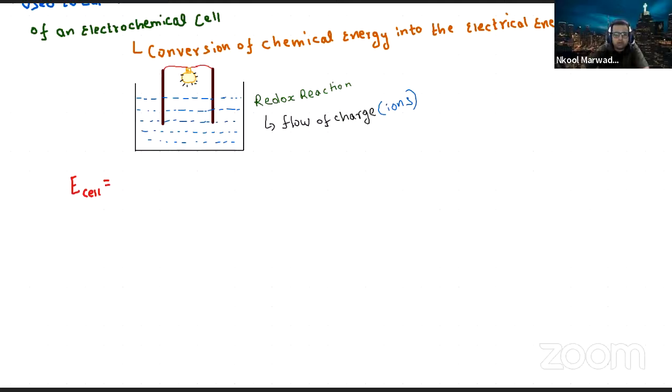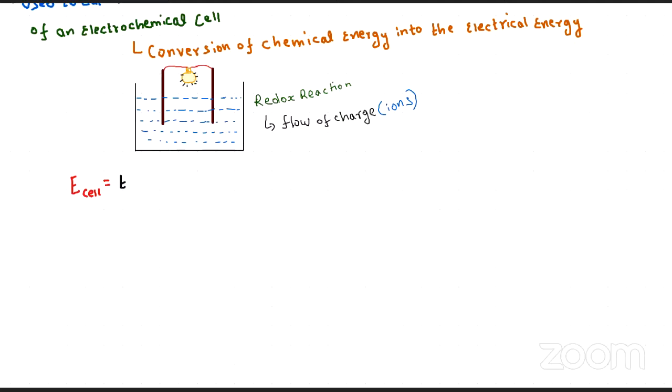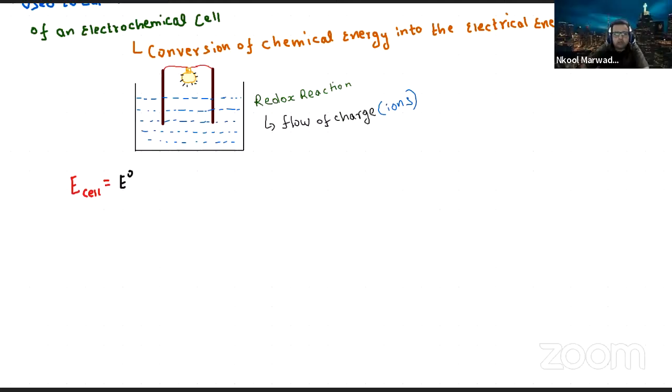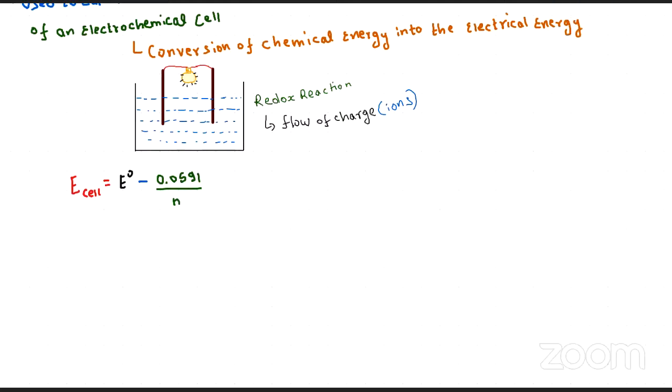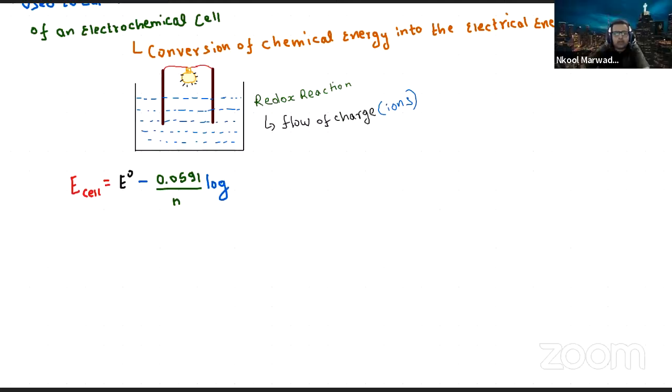You can draw this. E cell is equal to E naught minus 0.059 upon n, log of concentration of product upon concentration of reactant.